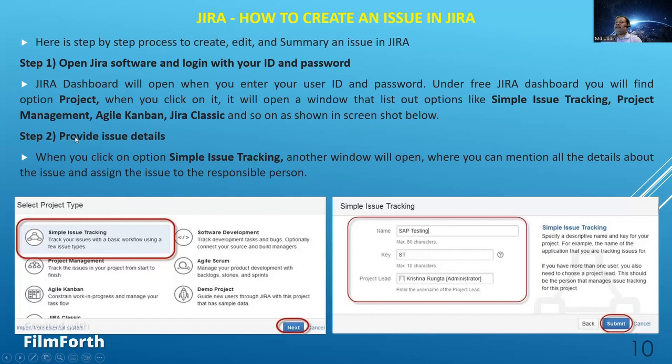And then provide the issue details. Once you choose simple issue tracking, you'll get this second window, right? Where you have to provide the information for that issue tracking: name, key, project lead, all these details. Clear? Yes. You choose this and click next. Once you click next, you'll get this window. Once you fill in this information, you click submit. So the issue will be created.